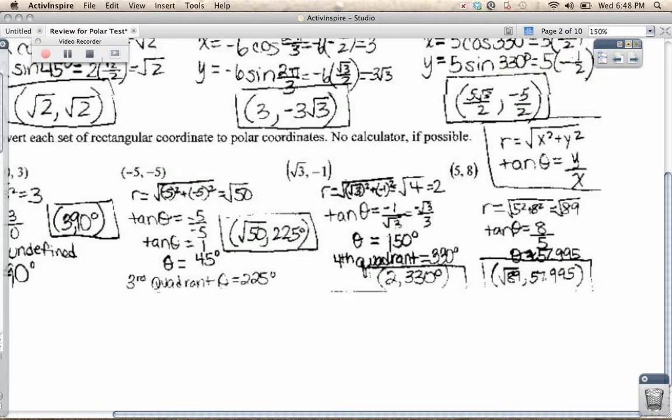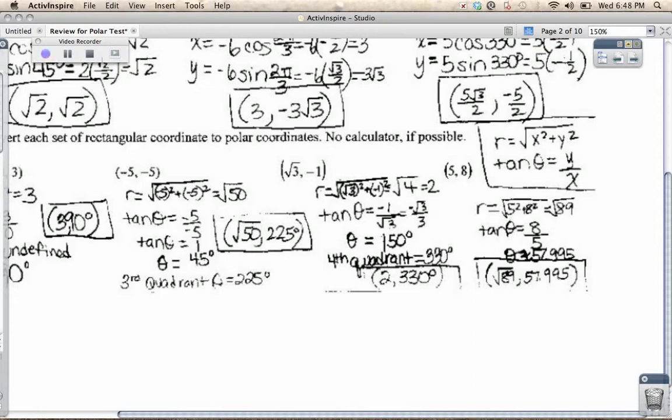And then for the last one, again, r in this case is the square root of 5 squared plus 8 squared, which is root 89. Tan theta equals 8 over 5. You can't evaluate this one without a calculator. All the ones before this, you should know your tan values of your typical 30, 60, 45, 90, etc. However, 8 over 5 is not a common angle. So therefore, tan inverse of 8 over 5 is 57.995. And this is in the first quadrant, since 5, 8 is in the first quadrant. So therefore, you get root 89 comma 57.995.